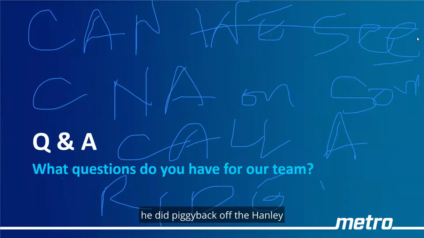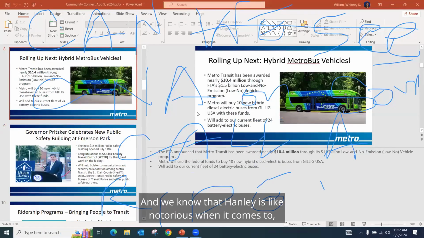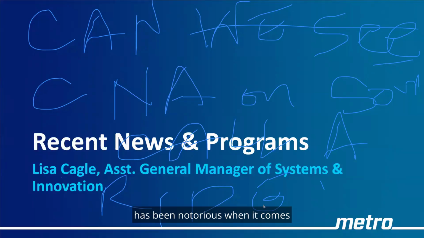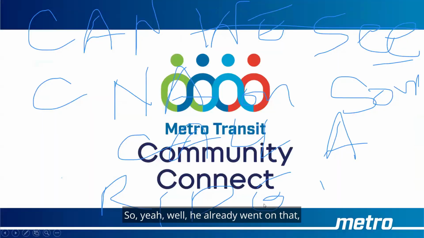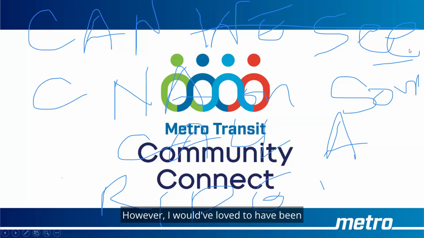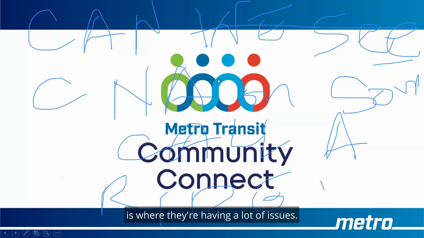And the gentleman, he did piggyback off the Hanley issue, because we have noticed in the news there have been concerns about safety. We know that Hanley has been notorious when it comes to a lot of safety concerns. So yeah, he already went on that. I guess that wasn't the first preference for the first phase of the package. However, I would have loved for it to be, because I really do feel that the Hanley location is where they're having a lot of issues.